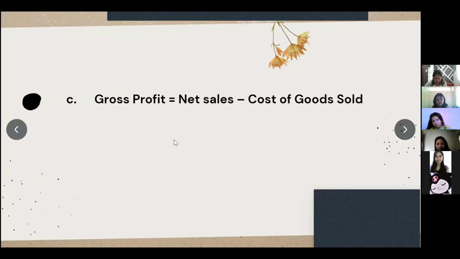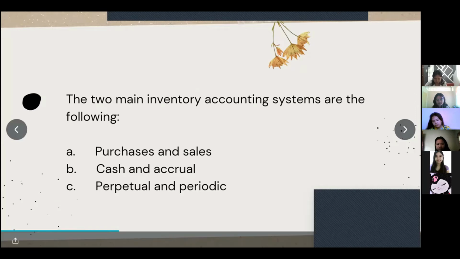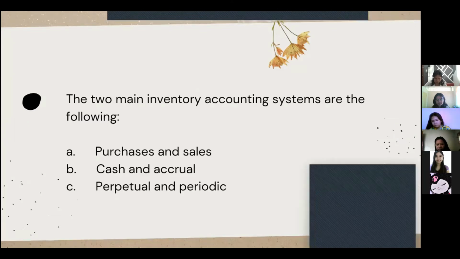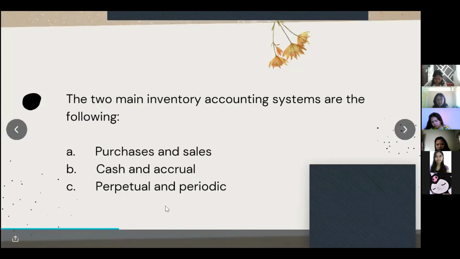Next tayo, ito. The two main inventory accounting systems are the following. A, purchases and sales. B, cash and accrual. Or letter C, perpetual and periodic. Okay, tama. So, perpetual at periodic yung dalawang accounting system.